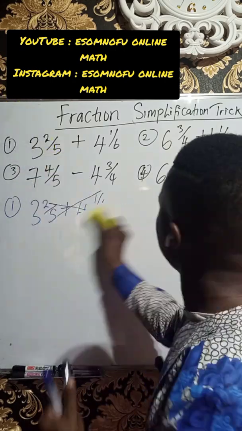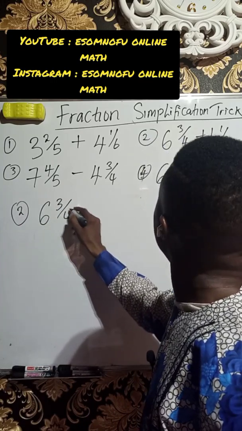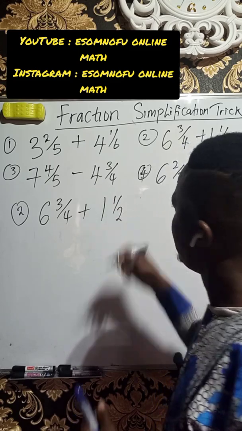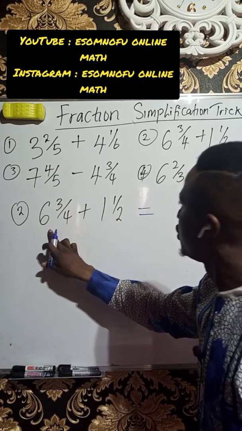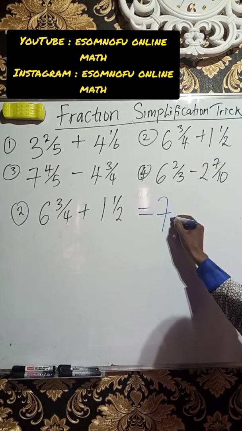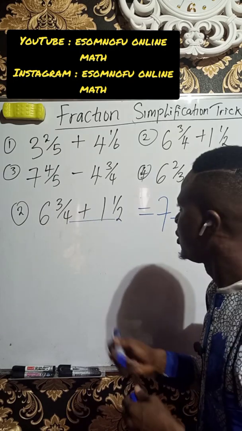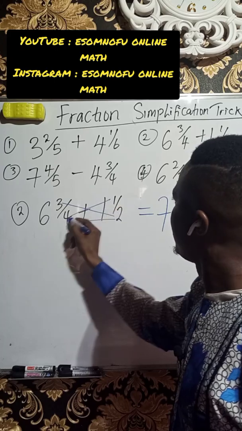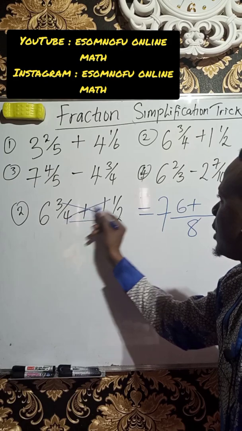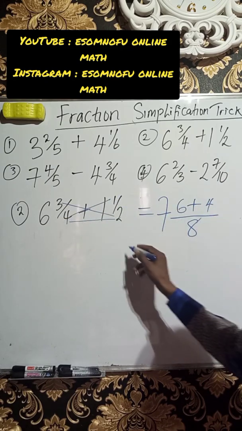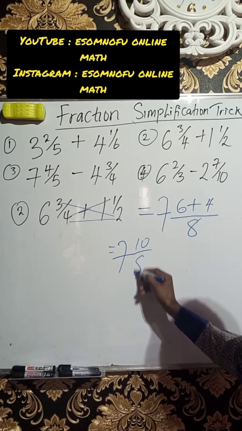Let's see the second one. In the second one, we'll have 6 whole number 3 over 4 plus 1 whole number 1 over 2. So what you've got to do is to still say 6 whole number plus 1 whole number, it will give us 7 whole number. You draw a line and say 4 times 2 is 8. Then cross multiply: 3 times 2, 4 times 1. 2 times 3 will give us 6, plus 4 times 1 will give us 4. And this is equivalent to 7 whole number, 6 plus 4 is 10 all over 8.